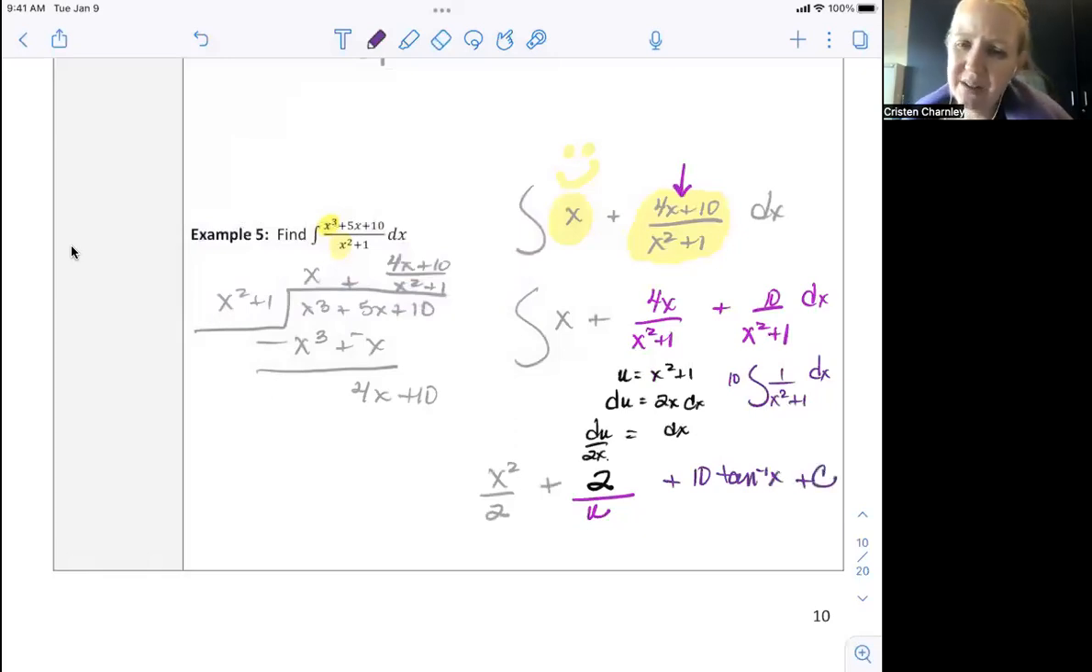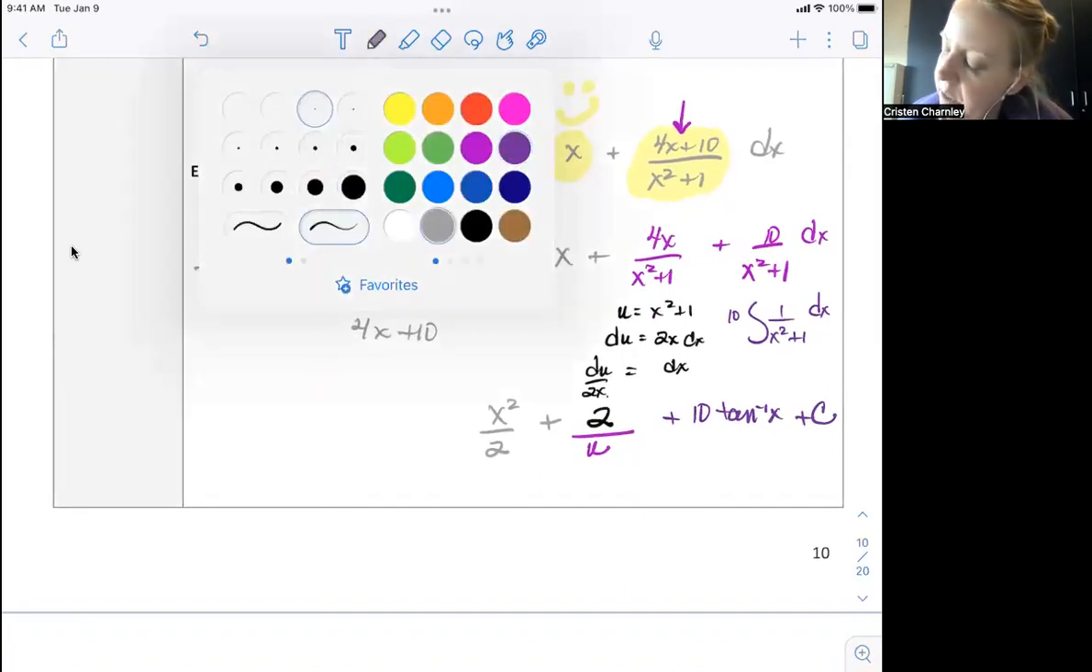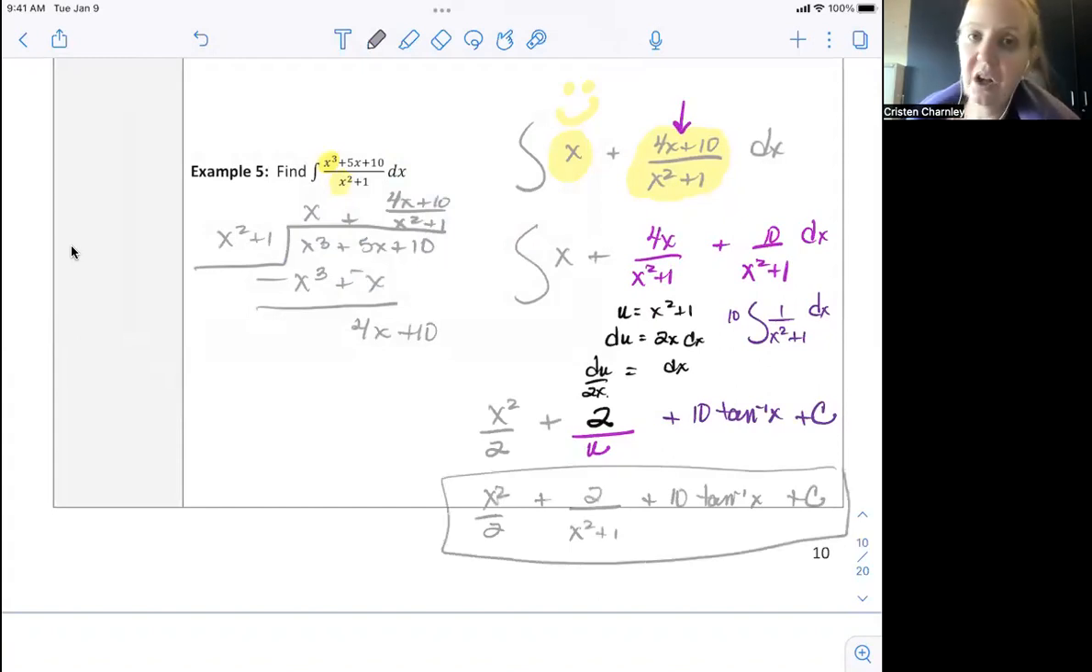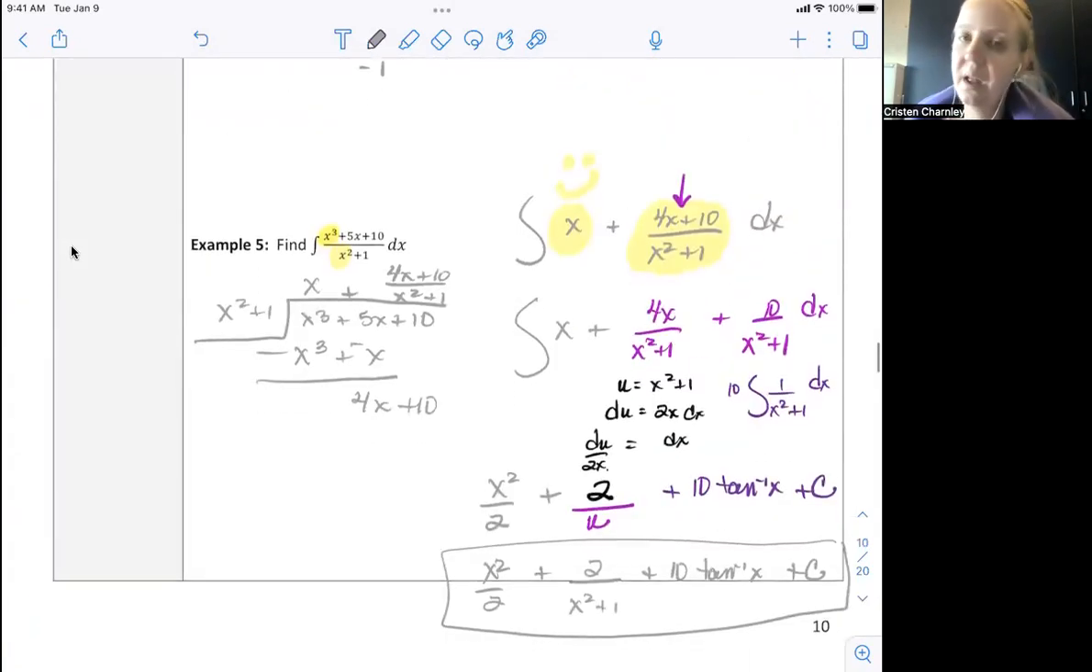Now my notation here is terrible because I have x's and u's in the same problem. So I know that I need to replace that u in the denominator of the middle term. So this is x squared over 2 plus 2 over x squared plus 1 plus 10 inverse tangent of x plus c. So we're hitting all the integration skills in one problem there. All right, that's what I have for you.